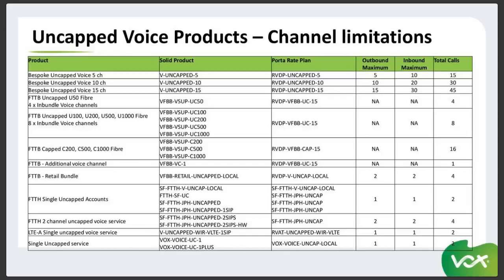If we take another example, a customer purchases a fiber to the home single uncapped SIP account, and that's 4th from the bottom. You'll see that's set up as 1 in, 1 out, a total of 2 calls. So I think this will be handy and useful information when you're thinking of going in with an uncapped service and you're not 100% sure how many channels it caters for and what it gets set up like. So I hope that this sheet will be useful to you.